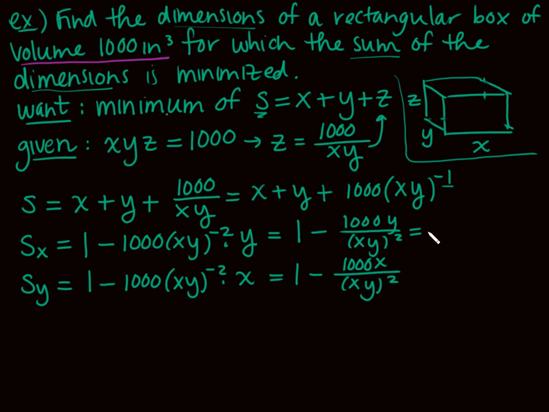Okay, and we're setting each of these equal to 0. I was looking at this, and there are a couple ways that we can do this. So what I'm going to do is something called clearing fractions, and I'm going to multiply this whole side by xy squared, and this whole side also by xy squared. So the algebra on this can be a little bit tricky.